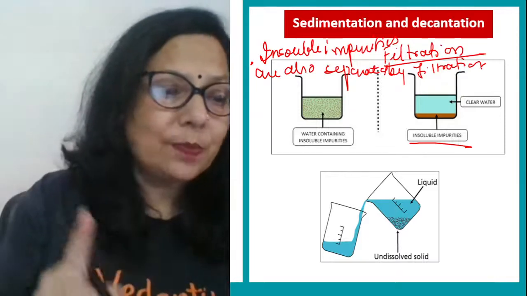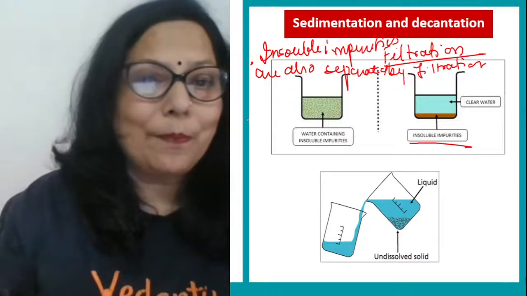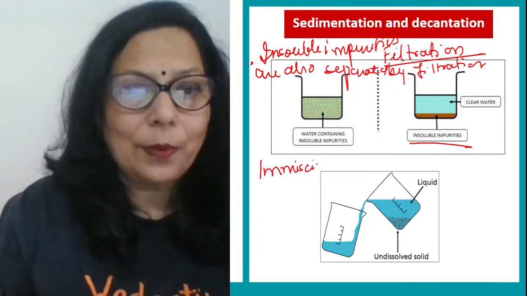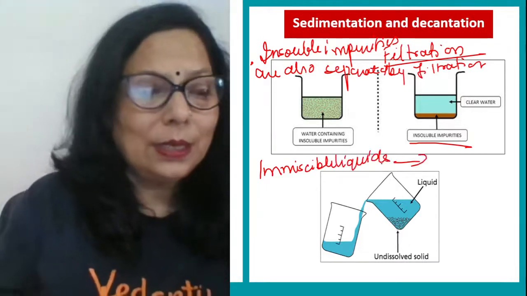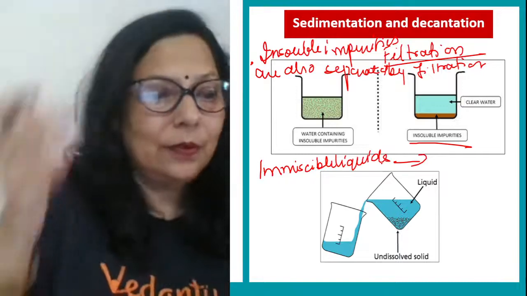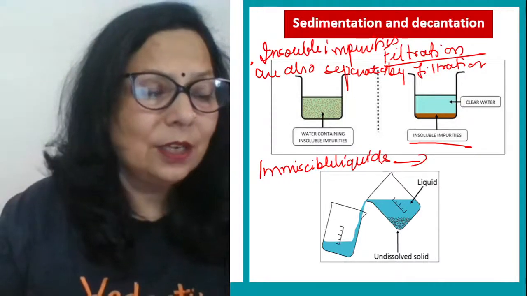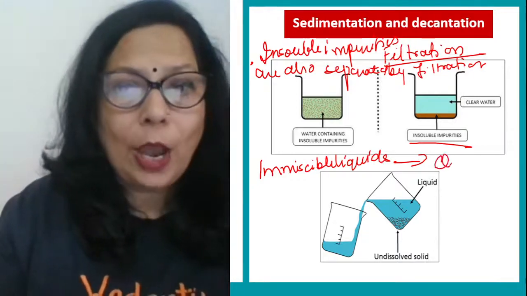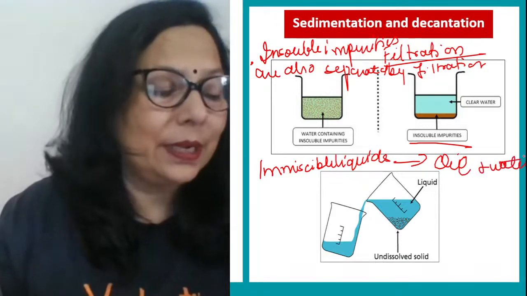Yes, liquids which mix with each other are called miscible liquids. Can you give me an example of immiscible liquids? Come on, Athar. Yes, Pooja Shri, example of immiscible liquids. Oil and water. Oil and water are immiscible liquids.